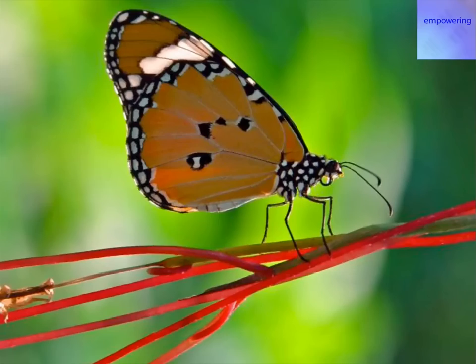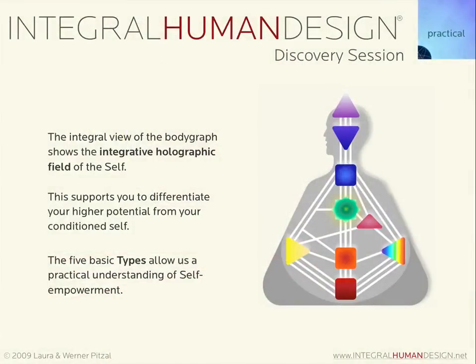And that really brings us to the practical aspect of this quadrant, which is where it comes down to looking at the body graph itself. Because what the body graph does is it allows us to take that journey we've just been on, the holographic and the empowering, and then to integrate that into the field of the self. And that's what supports us to differentiate our higher potential from the conditioning that we've received, our conditioned self.